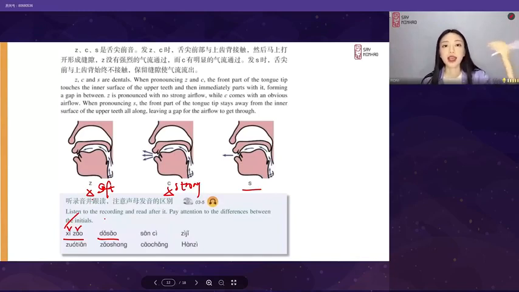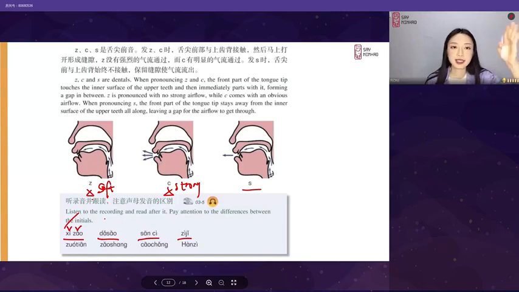Next one, 打扫. And there are two third tones, so we should change the former one into second tone. So it's 打扫. Read after me. 打扫. Next one is 三次. Read after me, please. 三次. We don't need to know the exact meaning of these words. We are just using them to practice our pronunciation, okay? So now let's just practice the pronunciation. 三次.